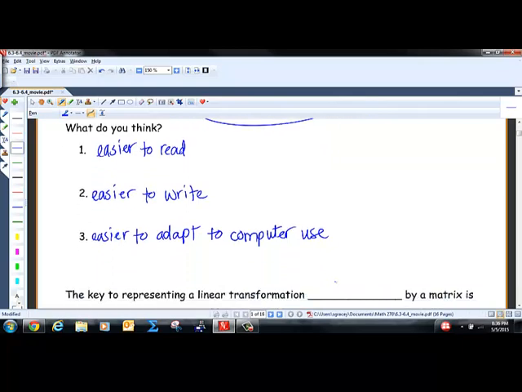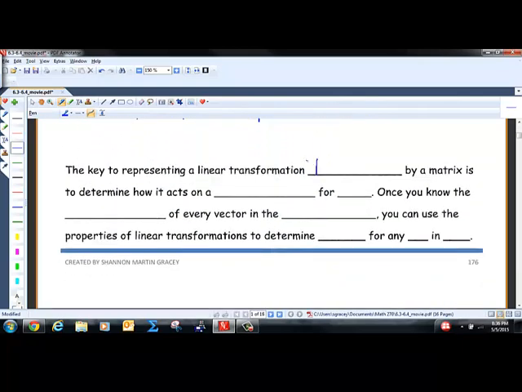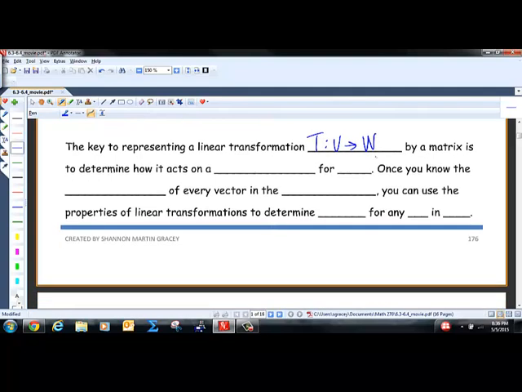Okay, so here we go. The key to representing a linear transformation mapping the vector space V to the vector space W by a matrix is to determine how it's going to act on a basis for V. Once you know the image of every vector in the basis, you can use the properties of linear transformations to determine the linear transformation of any vector v in the vector space V.